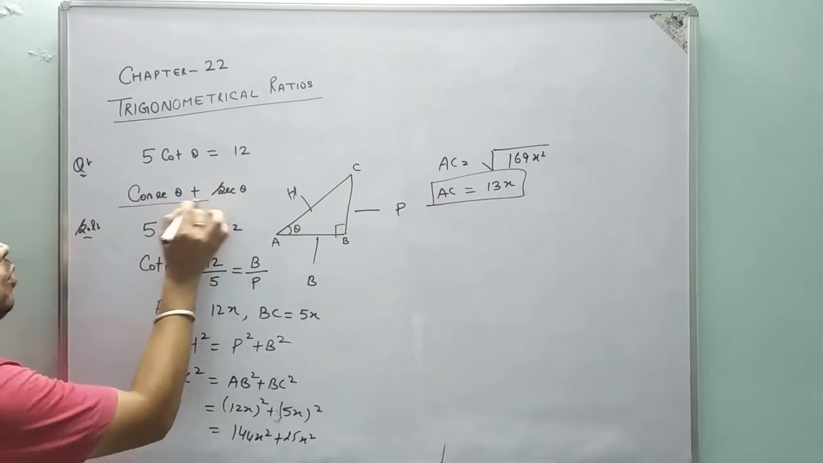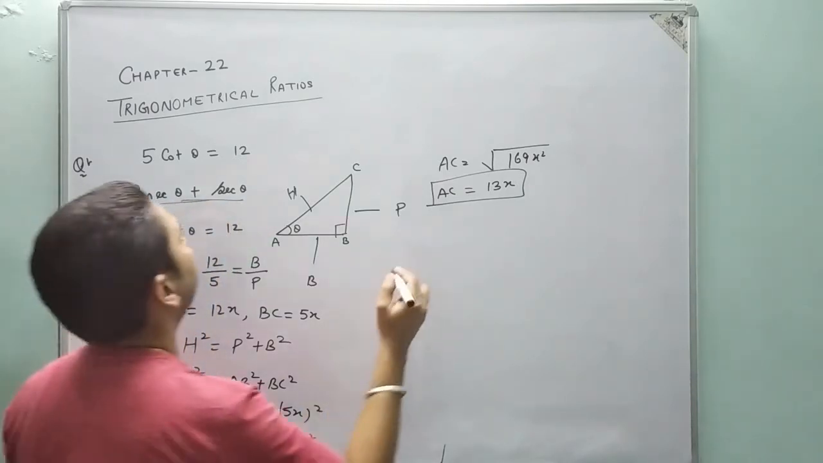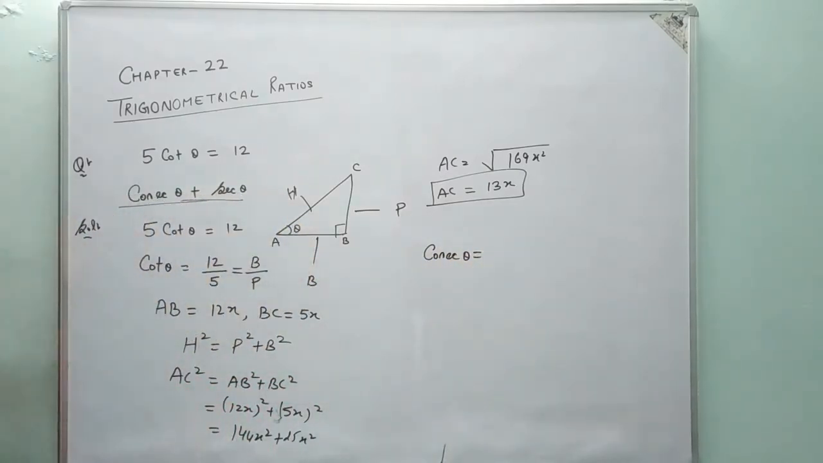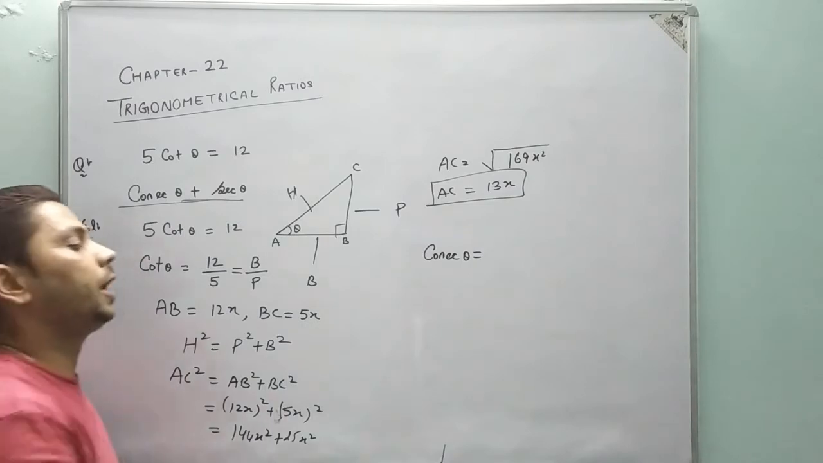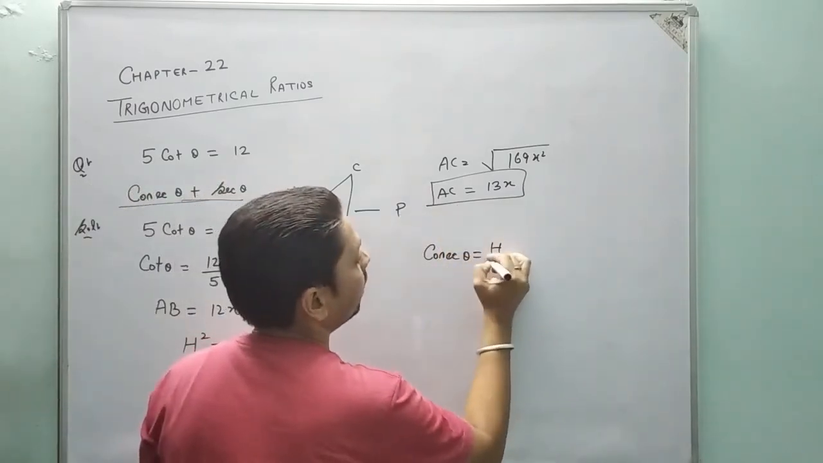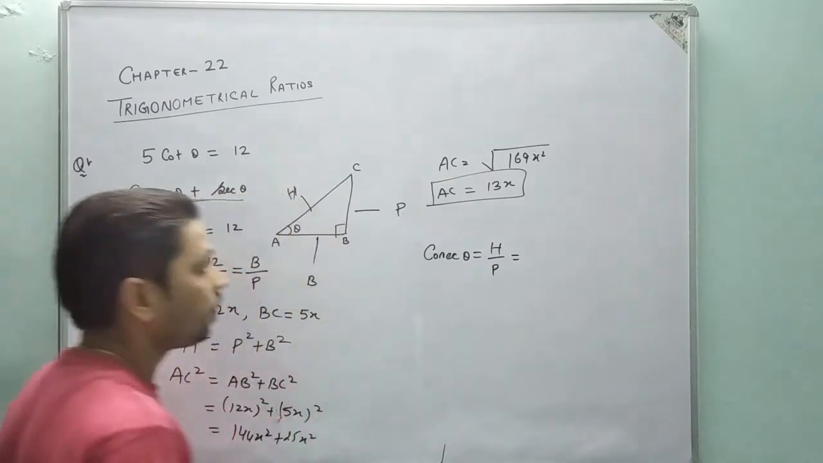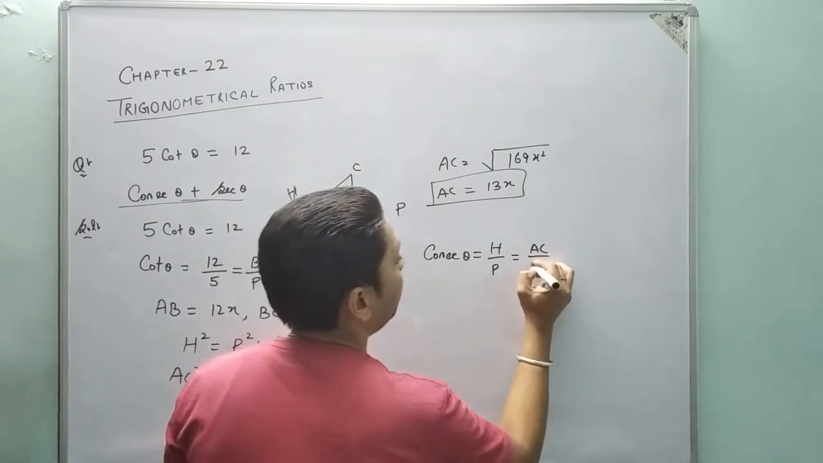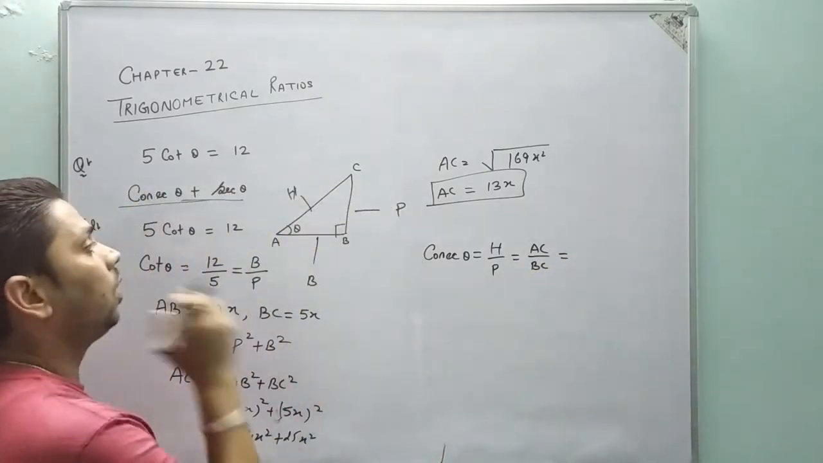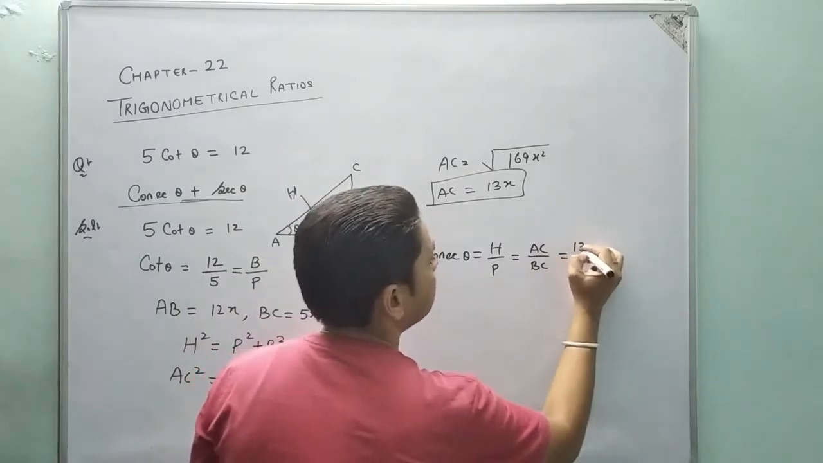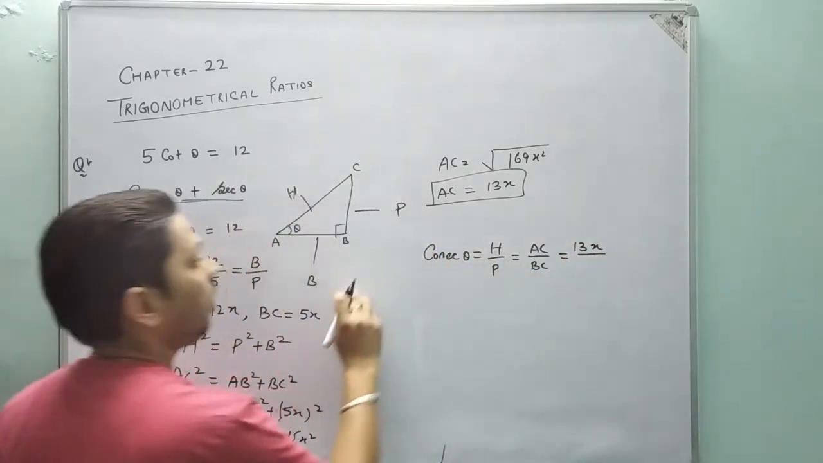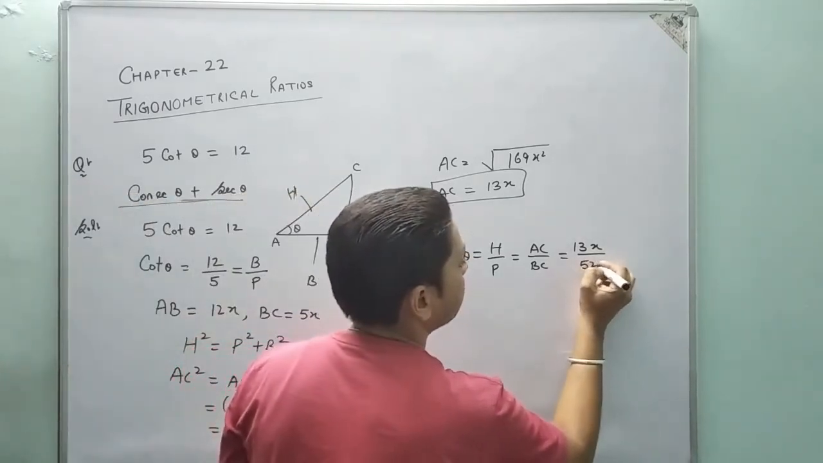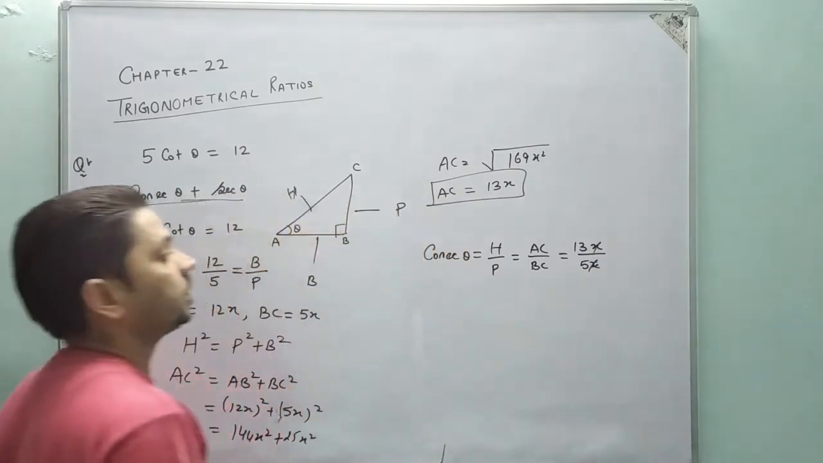Now we have to find the value of this. First we will find the value of cosecant of theta. Cosecant is inverse of sine. Sine is perpendicular upon hypotenuse, so it will be hypotenuse upon perpendicular. Hypotenuse is AC upon BC. This will be equal to AC, which is 13x, over the perpendicular, which is 5x. Cancel the term x here.